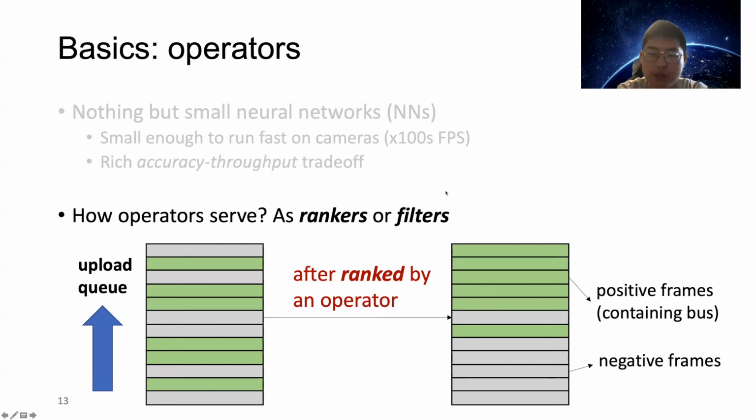To fully utilize the network bandwidth, DIVA will keep streaming video frames from the cameras to the cloud with an uploading queue. So the order of frames being uploaded is very important. Taking a retrieval query as an example, operators are used as rankers that give a score between 0 and 1 to each video frame. The score is used to prioritize the frames in the uploading queue. In this way, the frames that are more likely to contain the object of interest will be uploaded earlier.